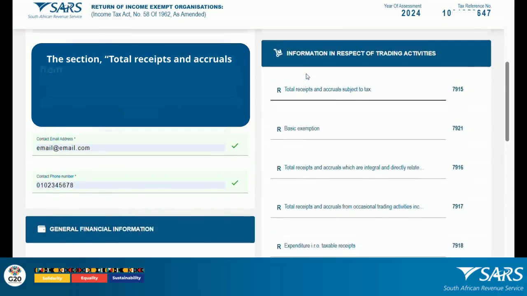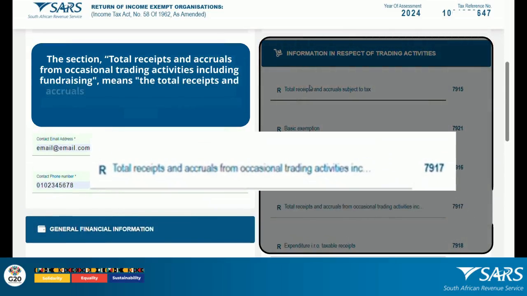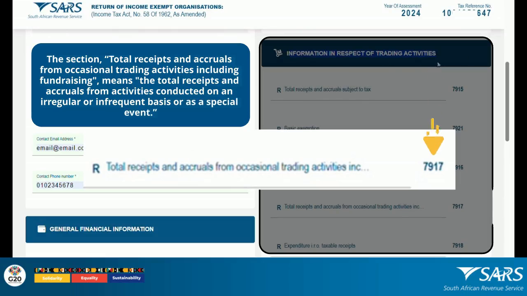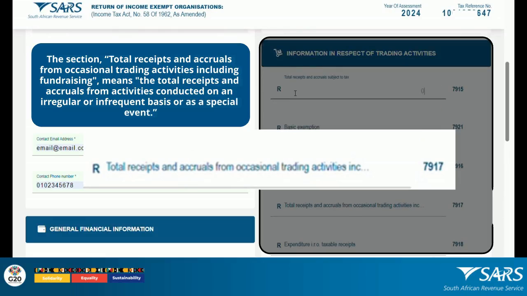The section Total Receipts and Accruals from occasional trading activities, including fundraising, means the total receipts and accruals from activities conducted on an irregular or infrequent basis or as a special event.